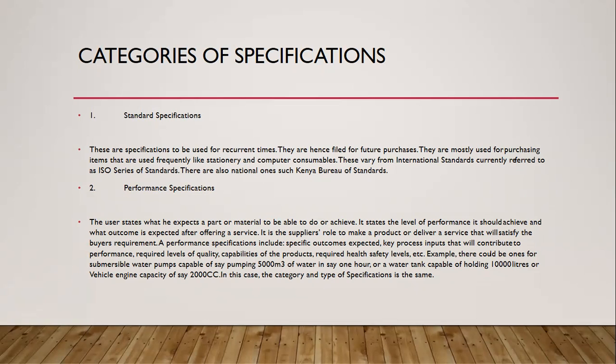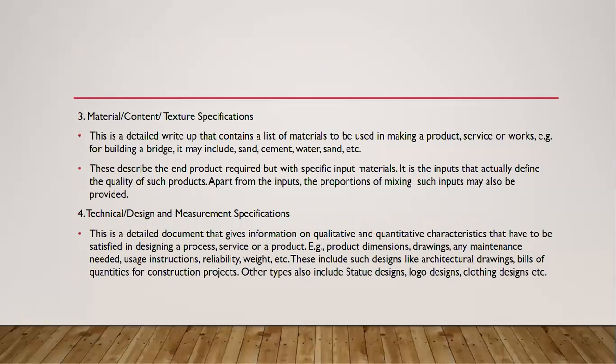The other one is performance specification. Under performance specification, what normally happens is that the organization basically checks on how the product is going to perform in the market. They are not concerned with how the product is made, but basically on how the product is going to perform, or the contribution of that product in the market.